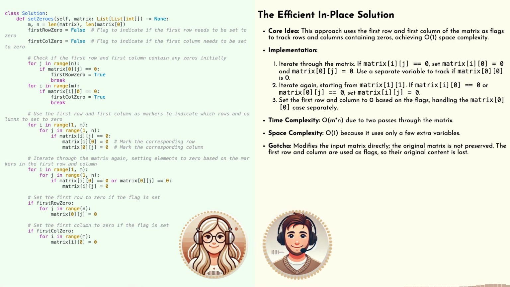That's some seriously impressive space management. It is, and that's why this in-place solution is so highly regarded. It achieves the same result as other methods, but with constant space complexity, denoted as O(1). O(1). So it doesn't matter how big the matrix gets, we're only ever using that one extra Boolean variable. That's right. The amount of extra memory we use stays the same no matter how many rows or columns the matrix has. That's incredibly efficient.